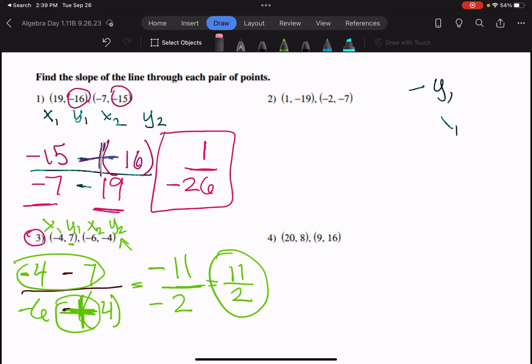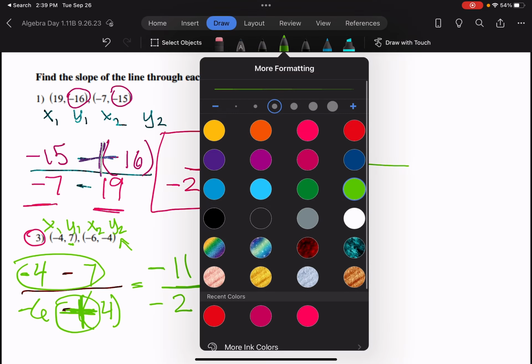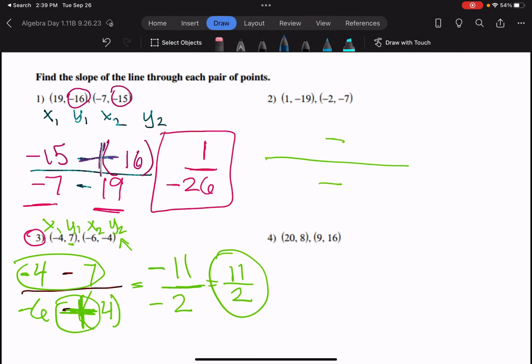Let's take a look. I'll go ahead and do one more. Let's take a look at number 2. We'll draw our line in lime this time and draw our minus signs ahead of time. And then I'm going to go ahead and plug values in here. So our y sub 2, negative 7, minus a negative 19, all over negative 2 minus 1.